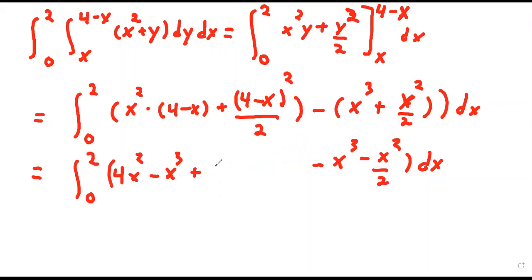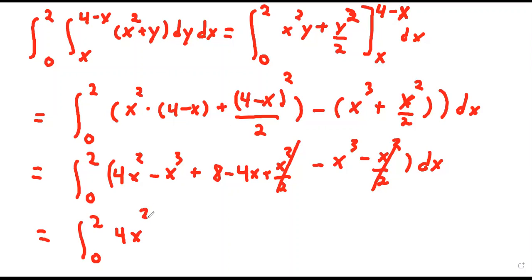Okay, I think I got it. So let's see if we can combine any like terms. The 4x squared goes with the x squared and the minus x squared. Well, these cancel out. So now we just get 4x squared minus 2x cubed minus 4x plus 8. And I'm going to integrate that with respect to x.